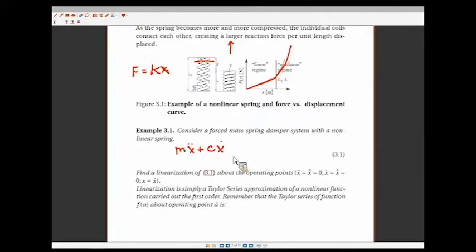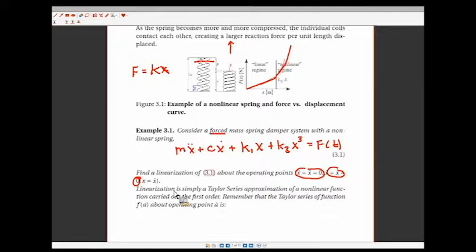And then we can have the spring force, which we're saying is composed of a linear term, so this is k1 times x, plus a nonlinear term, k3 x to the third, is equal to the force being applied. All right, so forced mass spring damper system. Okay, and so this says find a linearization of this example about the operating point where the acceleration and velocity all equal 0, but the displacement is equal to some non-zero x bar.